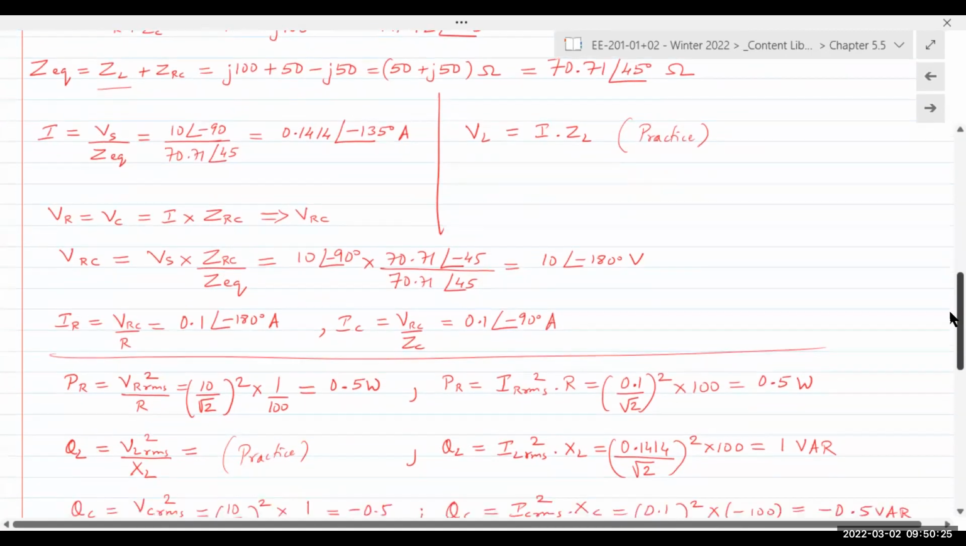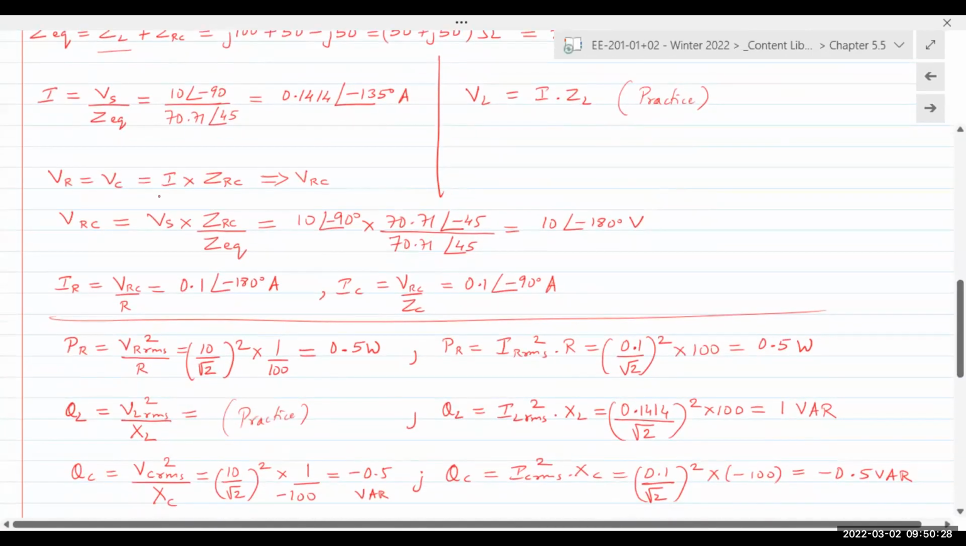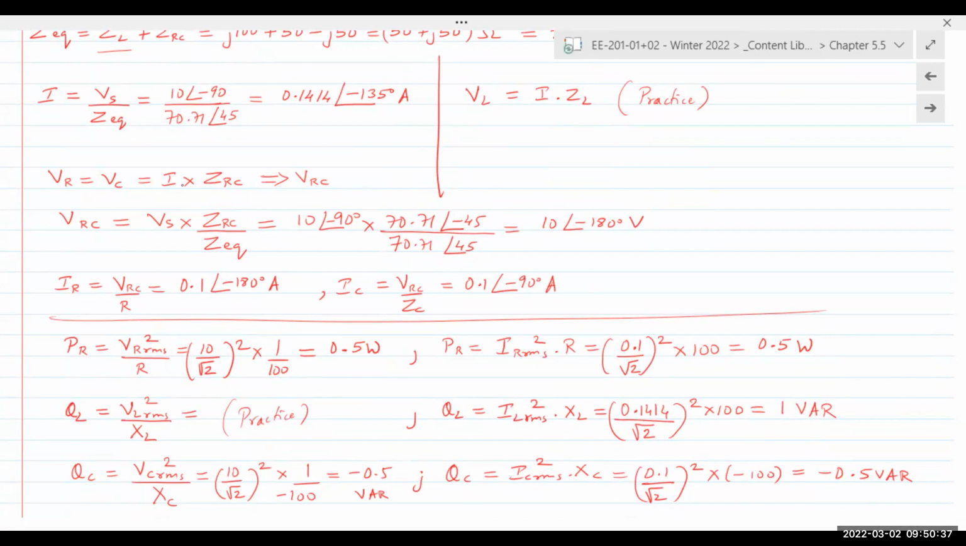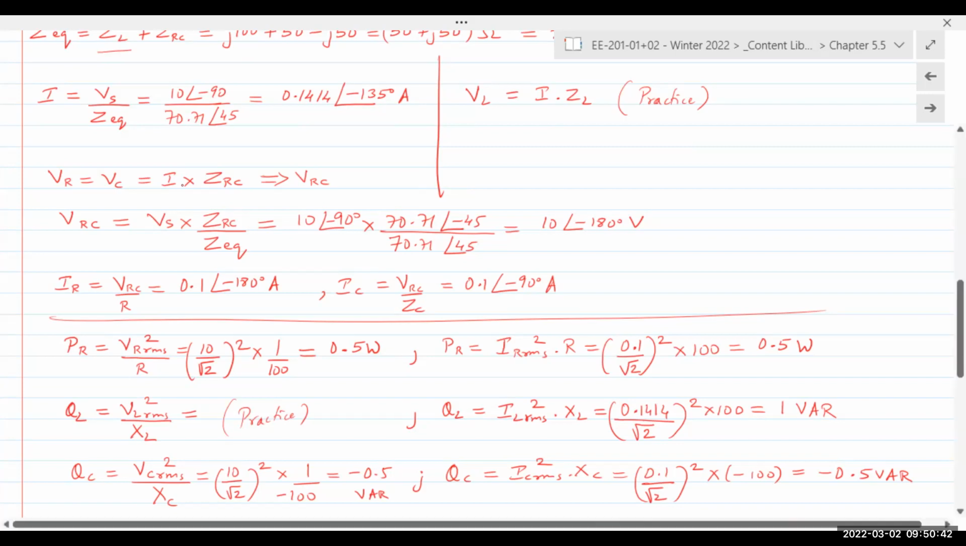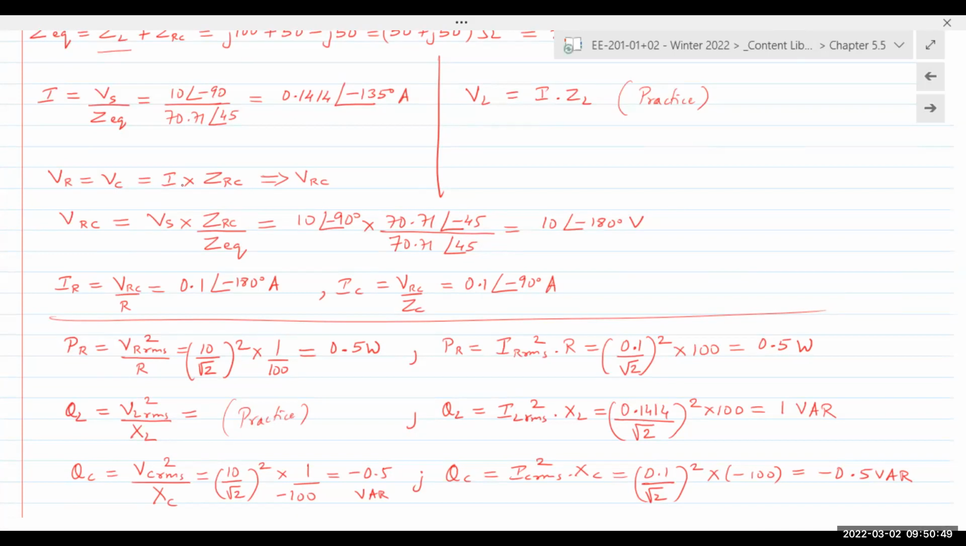VR is the same as VC. So I times ZRC would give me VRC. Remember, R and C are in parallel. So the voltage across one is the same as the voltage across the other. You find just one voltage, that's it. Easiest thing to do is use R, because R does not have a phase angle. I mean, easier as in one less phase angle, that's all. So easy is relative. Anyway, VR is exactly equal to VC. So you simply take I times ZRC.